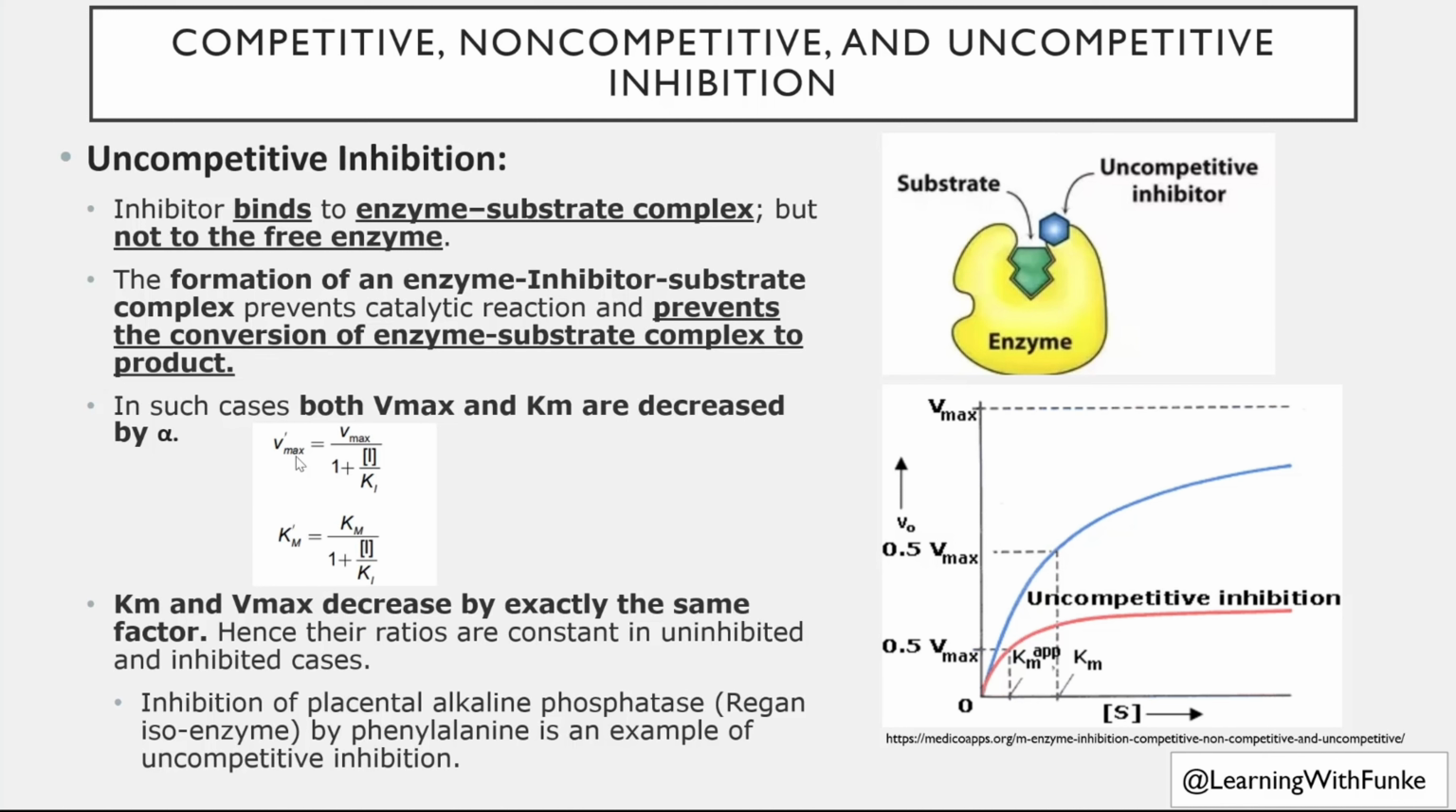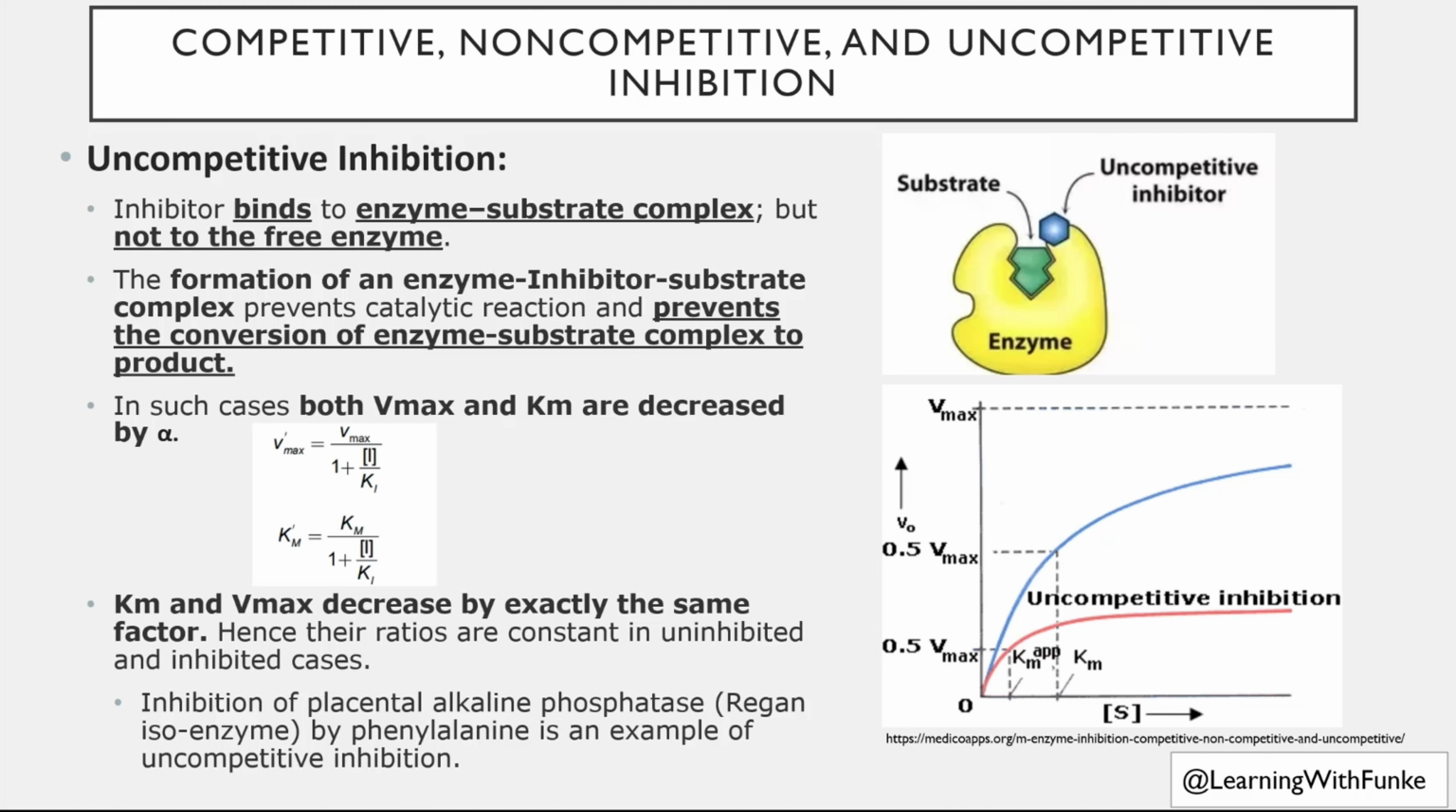And so in this case, remember how I said if it's decreasing, you're dividing by alpha. If it's increasing, you're multiplying by alpha. In this case, both constants are decreasing by alpha, so it's Vmax prime equals Vmax divided by alpha, and Km prime equals Km divided by alpha. It's important to note that in this case of inhibition, we have both Km and Vmax decreasing. However, they both decrease by the same factor. That is very important.